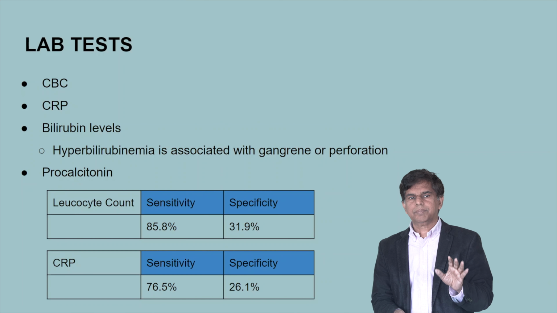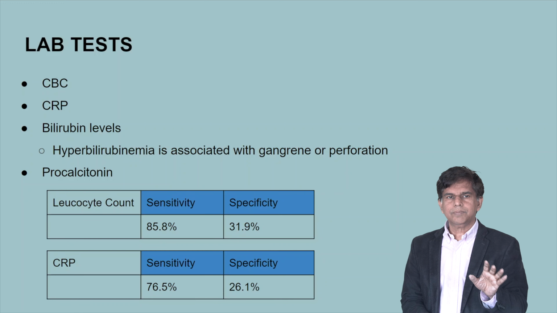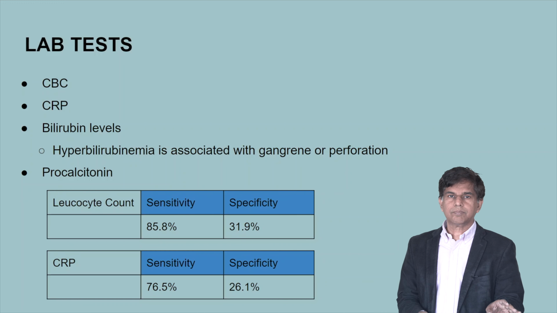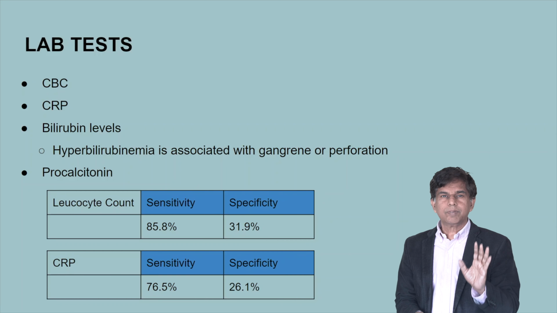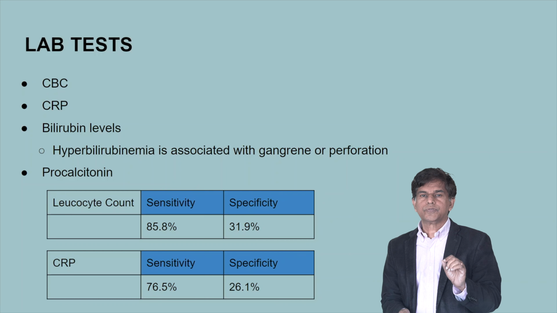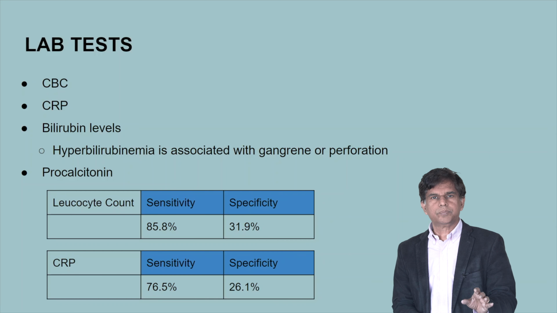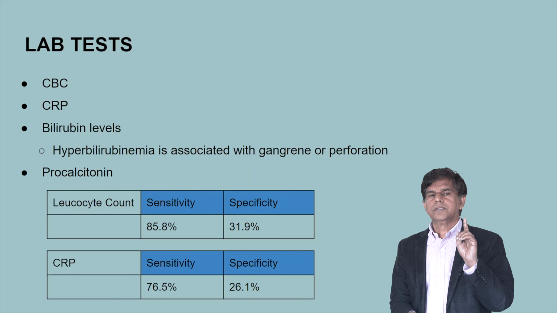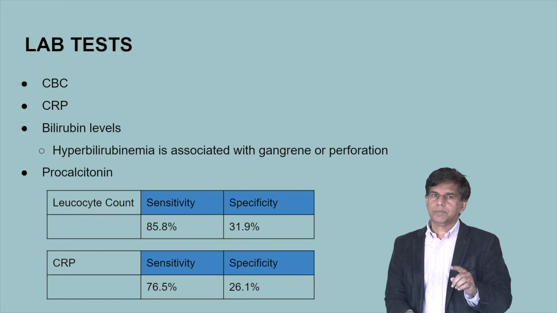So CBC, CRP, bilirubin level. I mean, everybody knows CBC, CRP, but people usually forget to check the bilirubin. Please check bilirubin. If there is hyperbilirubinemia, that means it is associated with gangrene or perforation. Okay, so we put the sensitivity and specificity of the leukocyte count and CRP right there, but don't forget to check the bilirubin. A lot of people forget to do that.